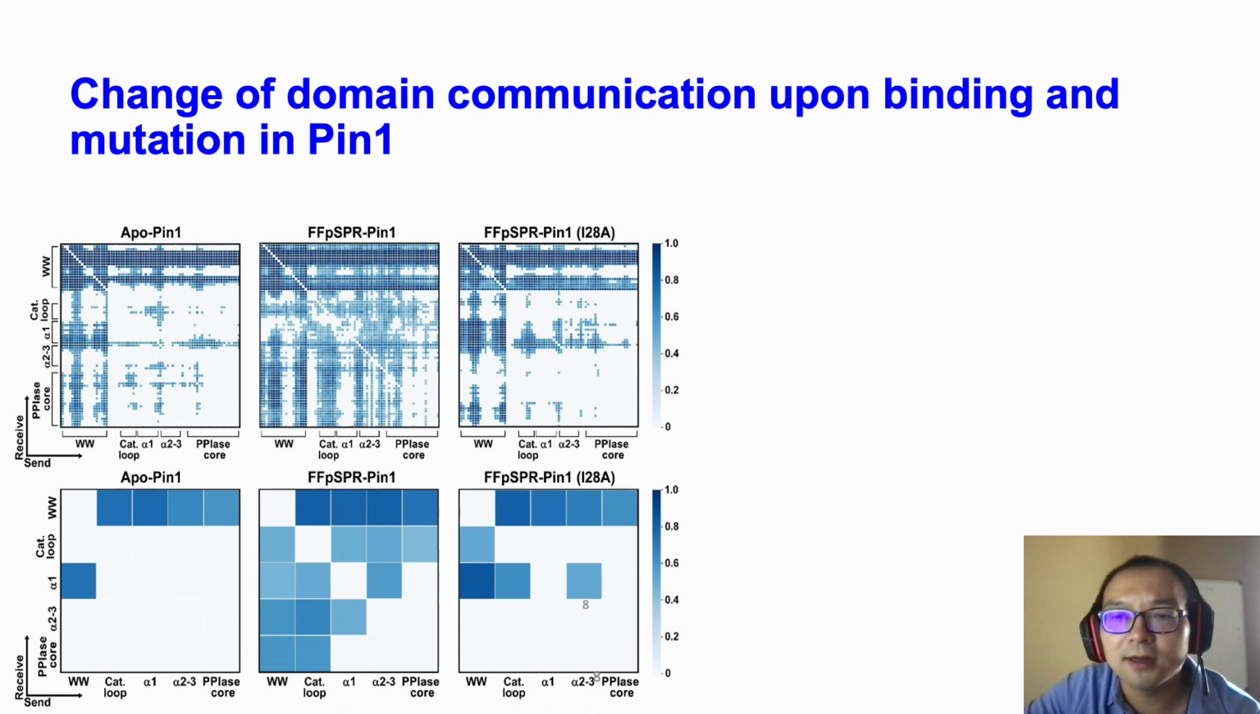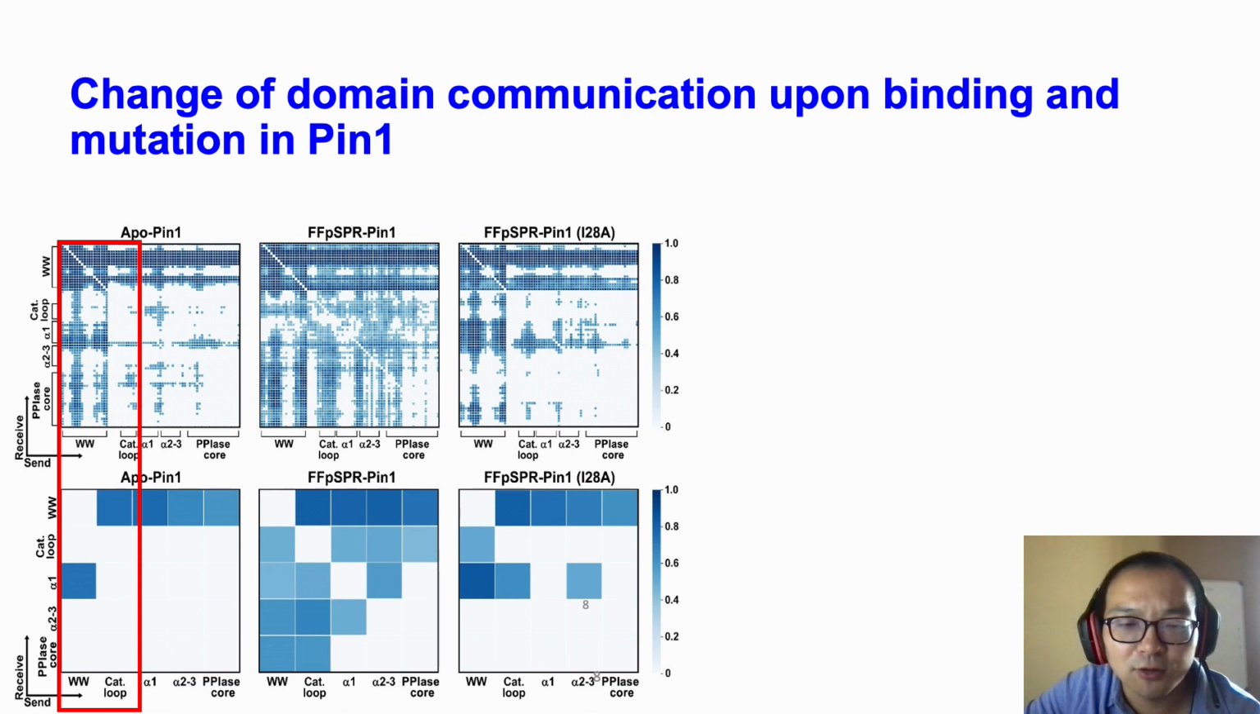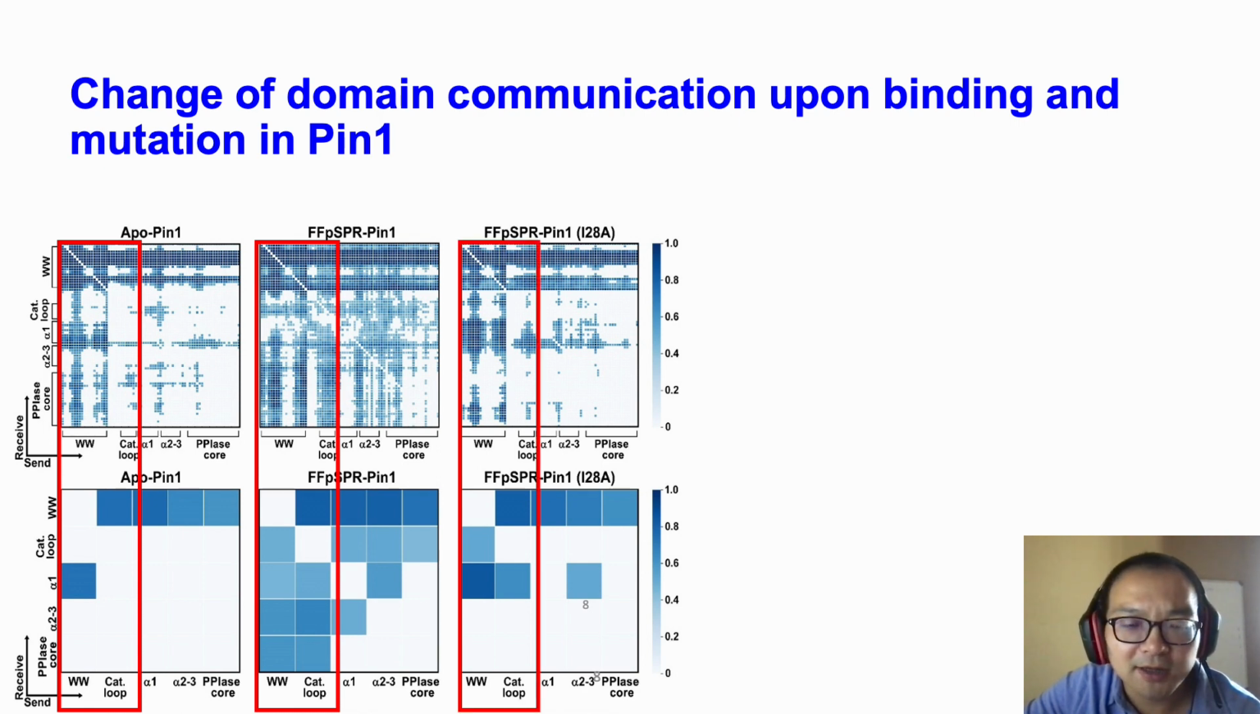Here are the edges learned from the NRI-MD model. The upper lines are residue-level edges, the bottom are domain-level. We can see huge differences in the interaction graphs we learned. In the beginning, WW and the catalytic loop, the most important domains, do not have edges. With the binding, they have edges, and the edges disappear in the mutation. These phenomena are consistent with biological prior knowledge.